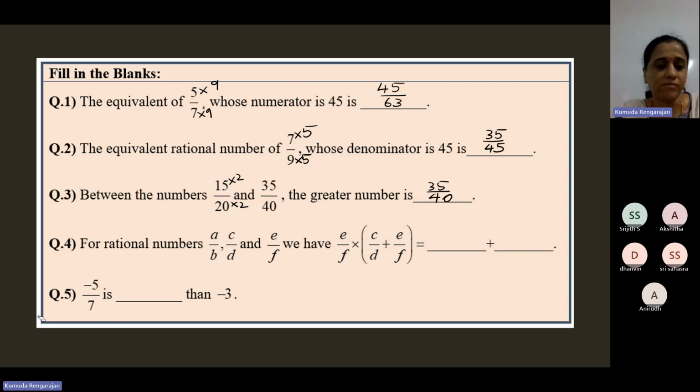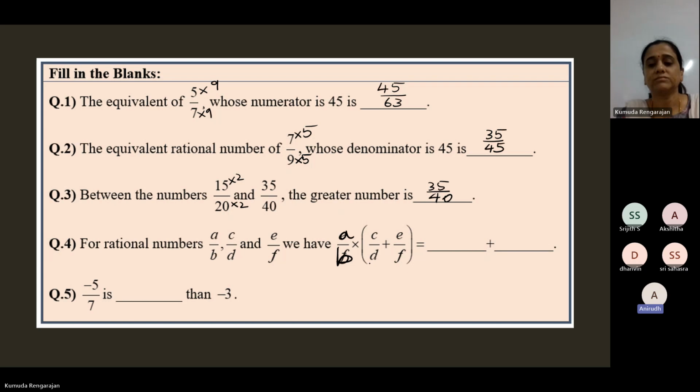Yeah, next one. No, again, there's a printing mistake. Sorry. For rational numbers A by B, C by D, E by F, meaning typing error. Okay, we have A by B. This is A by B, children.